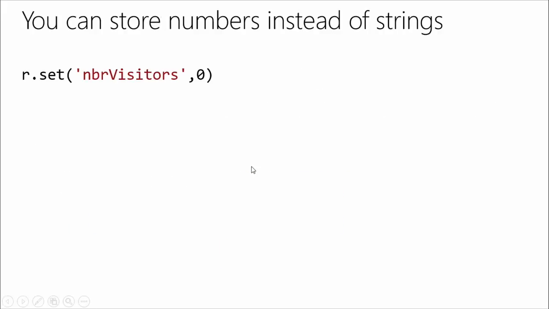You can store numbers as well as strings. If you want to keep track of the number of visitors at the website, you can store it as 0. The data type you pass in, whether it figures out you're passing in a string or a number, will determine the data type it stores.